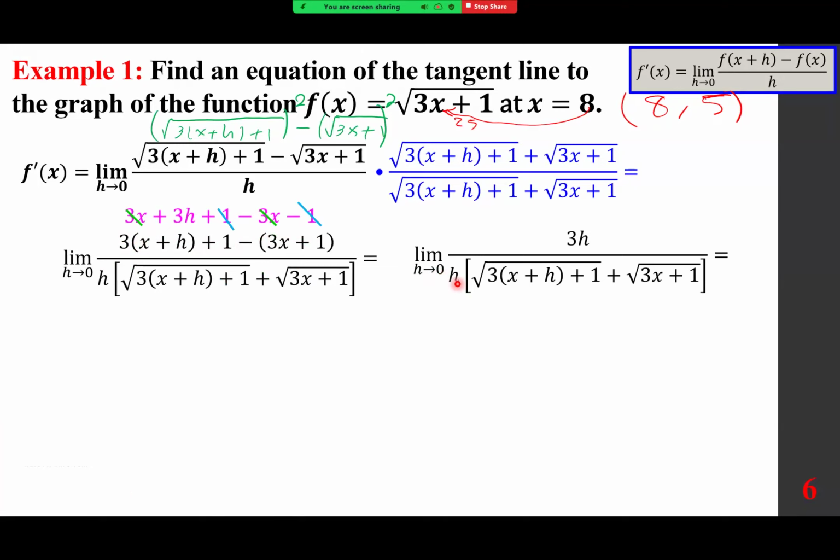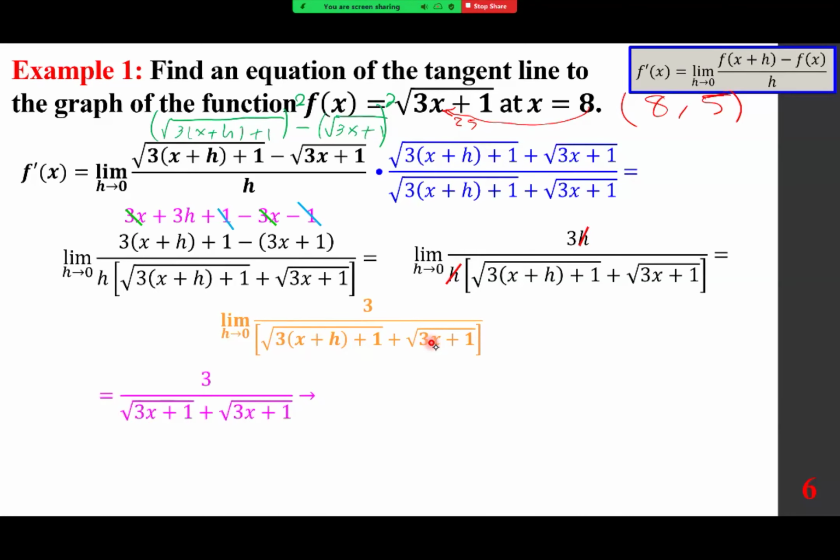Remember, as h approaches 0, the 0 in the denominator creates a problem. You're hoping to get rid of the h, and it happens here. And now, if I apply h equal to 0, this becomes square root of 3x plus 1, which is identical to this piece. And therefore, f prime of x becomes 3 over 2 of this, 2 square root of 3x plus 1.